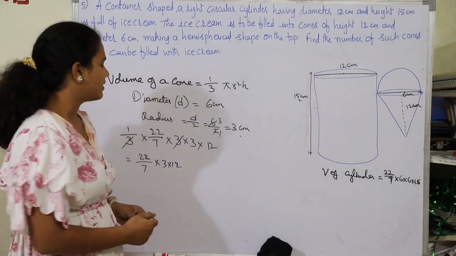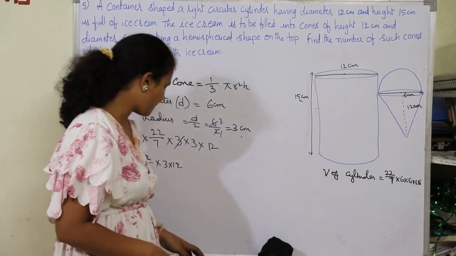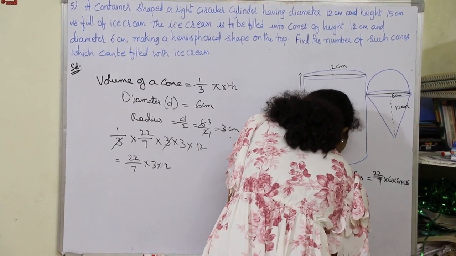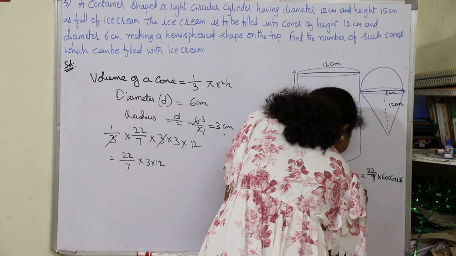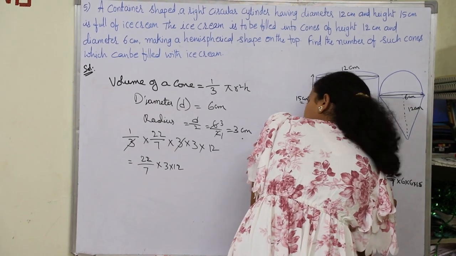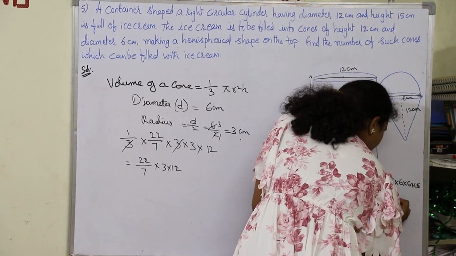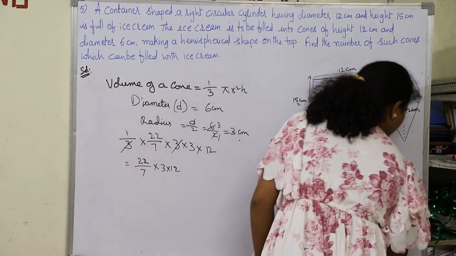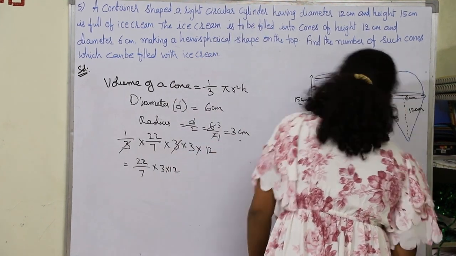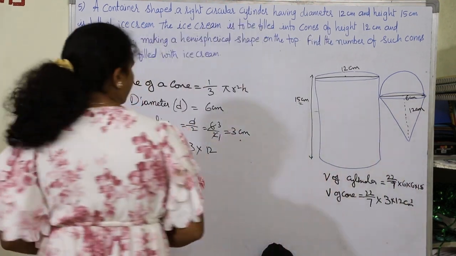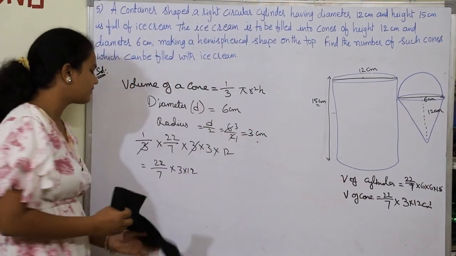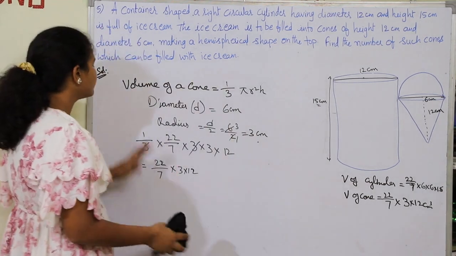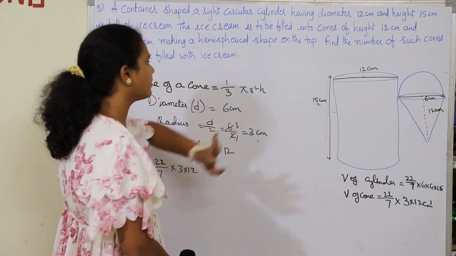So let me write over here, where volume of cone equals 22 by 7 into 3 into 12 centimeter cube. Okay, let it be centimeter cube. Now done, I got the volume of the cone, where volume of cone equals 22 by 7 into 3 into 12. Now let's go for the next one, volume of a hemisphere.